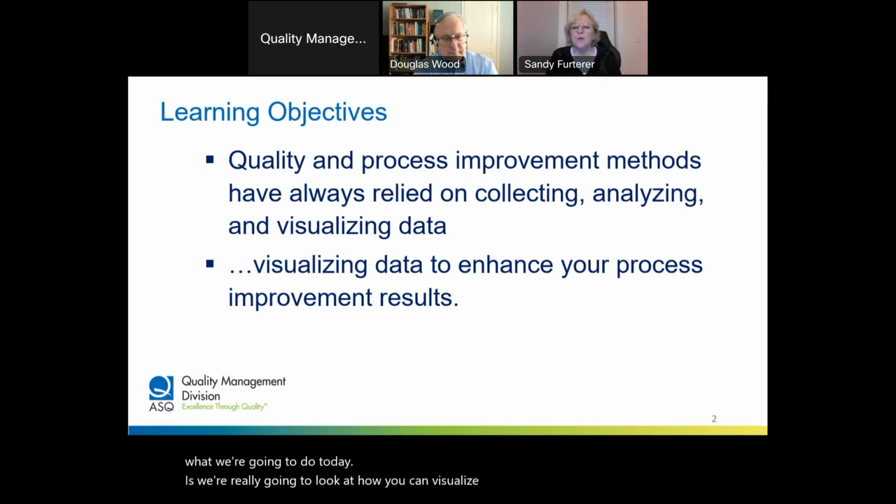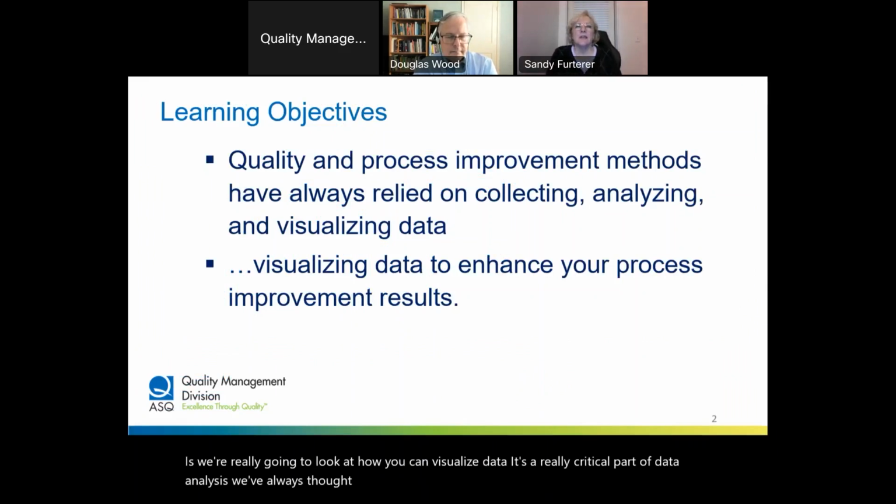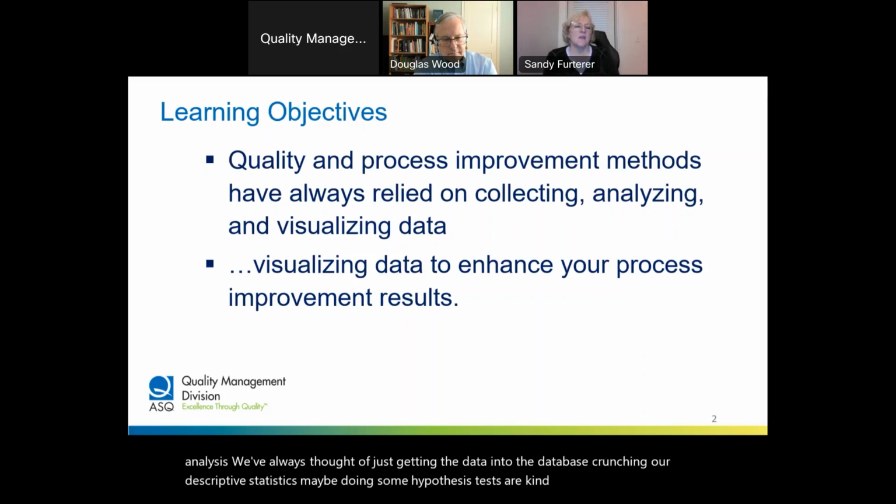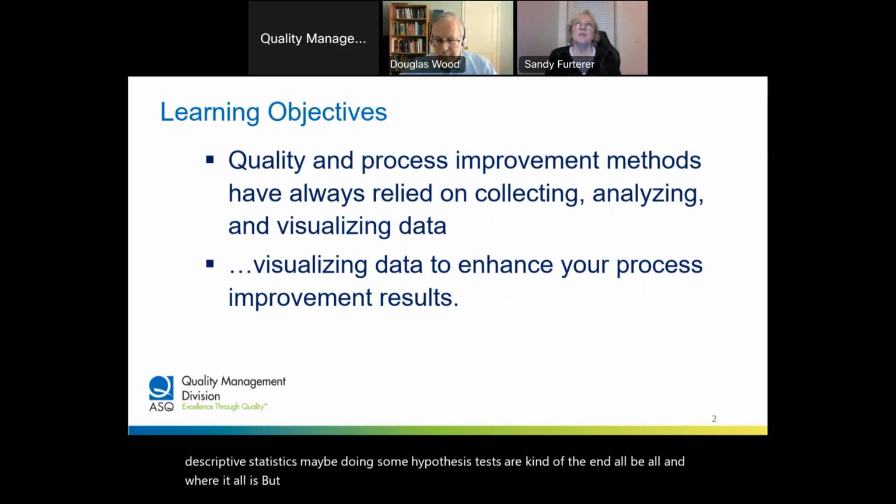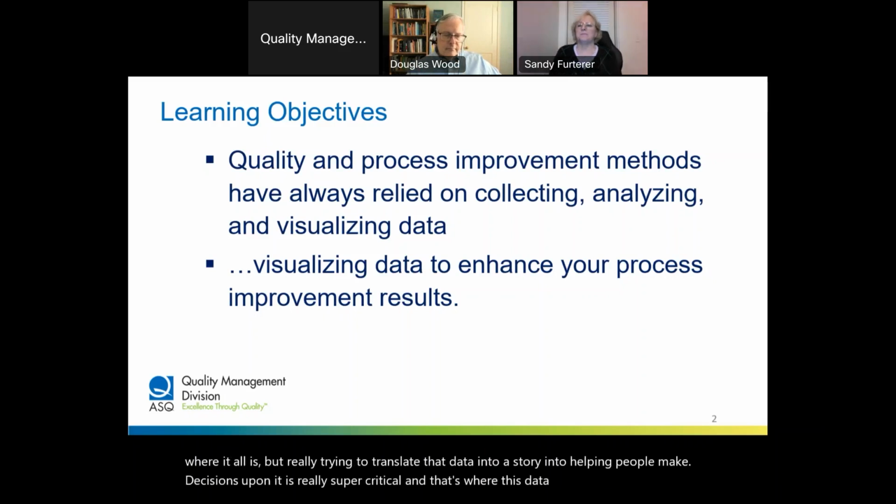It's a really critical part of data analysis. We've always thought of just getting the data into the database, crunching our descriptive statistics, maybe doing some hypothesis tests as the end all be all. But really, trying to translate that data into a story, into helping people make decisions upon it, is super critical. And that's where data visualization comes in.